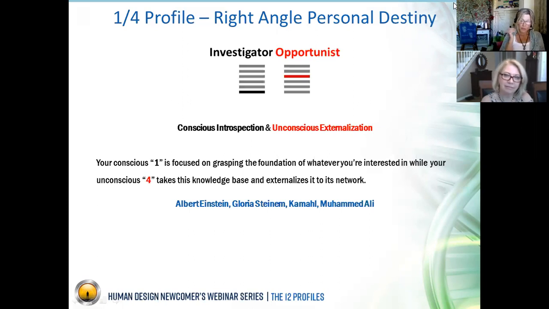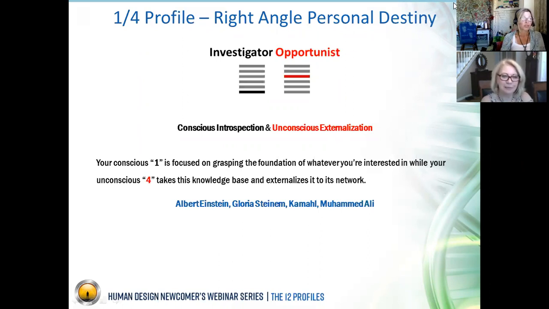And I love this. I remember hearing Ross say that the 4 is the foot soldier of continuity. And that's because of the network, right? They keep the pressure on to what the 1 has established. So the 1 investigates, and then the 4 externalizes it, and they're the foot soldier, and they keep it going. They keep it alive. So it's a kind of a rigid profile, and it's really meant to be that way. And it loves harmony. It's a harmonic profile too. So yeah, love our 1-4s.